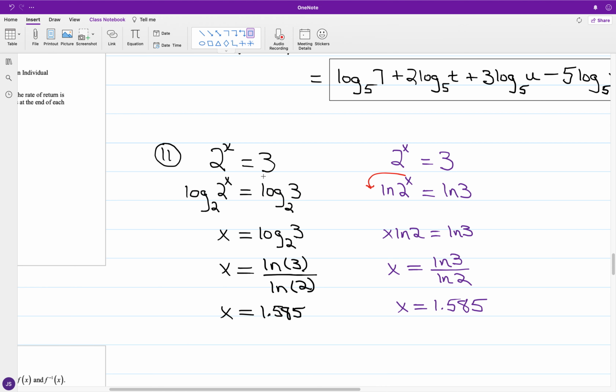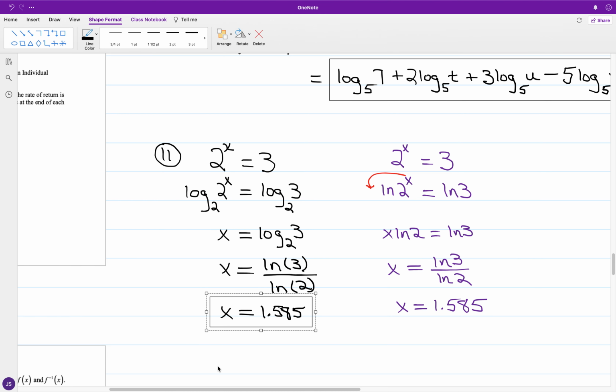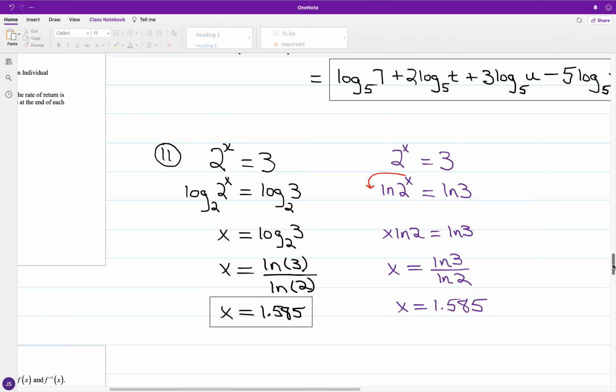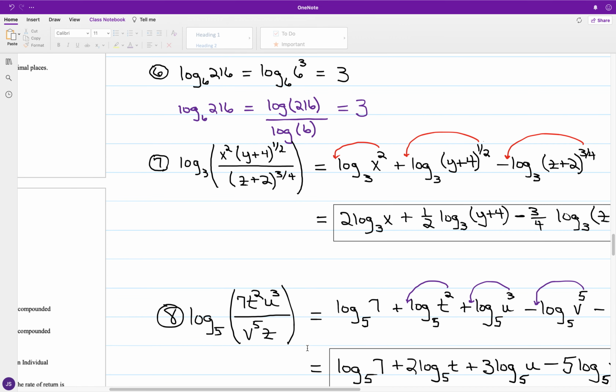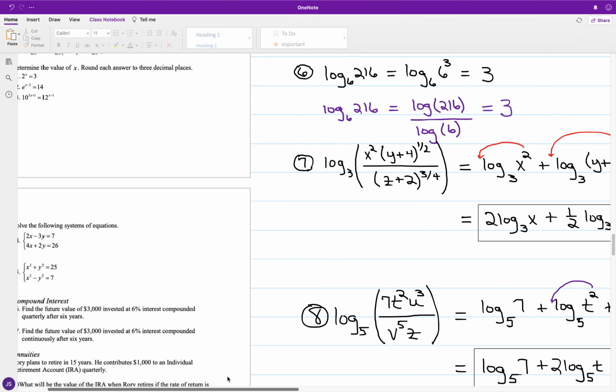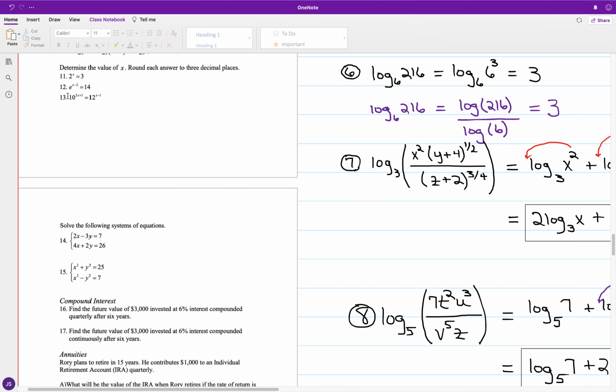Now, for what we have in the case of number 12, going back to the natural logarithm base e, you have e to the x minus 2 is equal to 14.